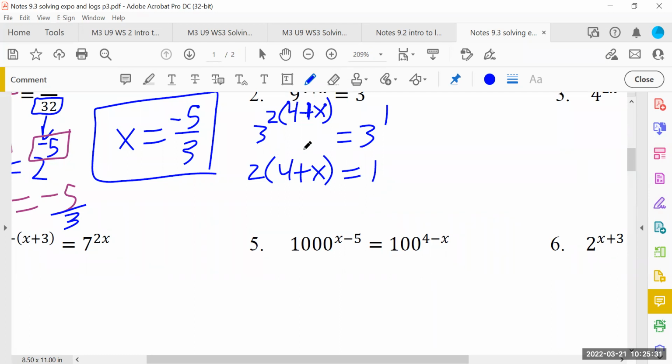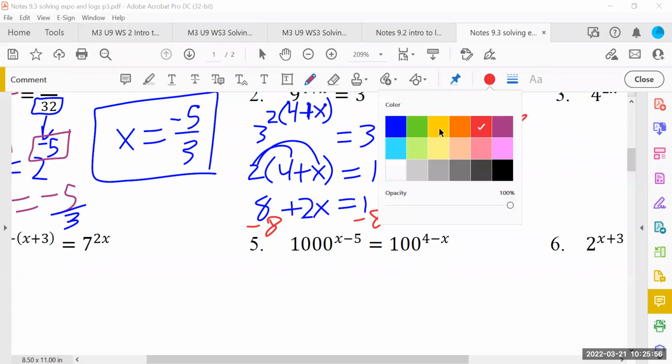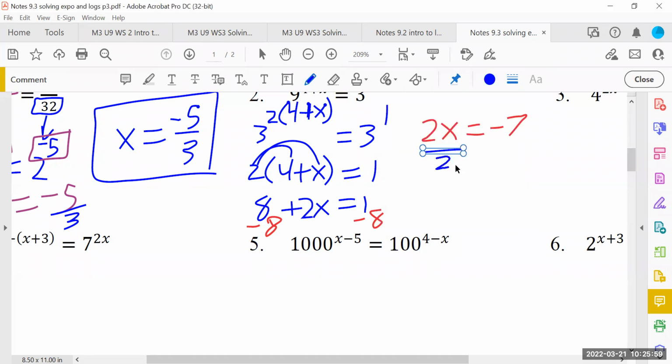Do the distributive property, solve like normal. 2 times 4 is 8. 2 times x is 2x. Subtract that 8 from both sides. We get 2x equals -7. Divide both sides by 2. Final answer, x is -7 over 2.